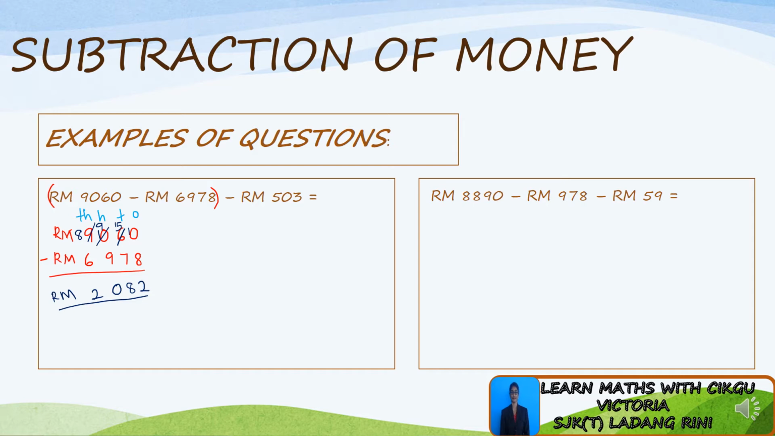Okay, listen class. Here we've got 3 digits to minus, but now we only did 2 digits. There is one more digit here to minus. So don't forget to do that. Some of you will do this part and then forget to do this part. So remember, from the answer 2082 ringgit, you minus RM503 ringgit.